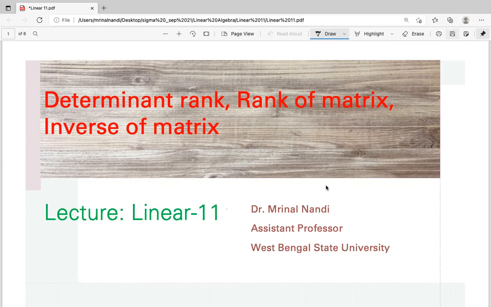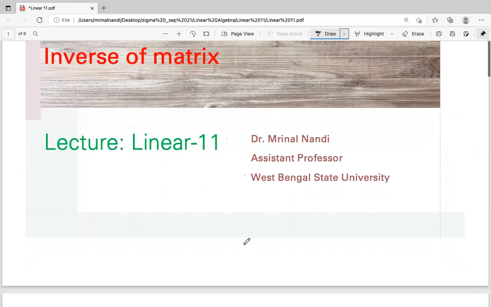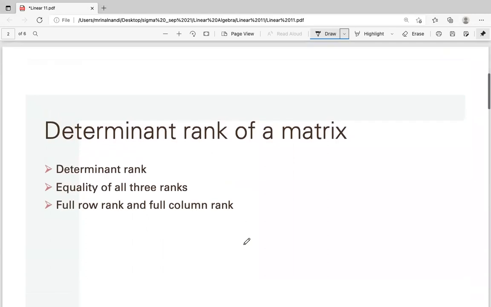So lecture 11. Today's lecture is on determinant rank, rank of a matrix, and inverse of a matrix. Now what is determinant rank? We saw before that there are two types of rank, row rank and column rank. So what is row rank? What is column rank? If A is a matrix, say n cross m.